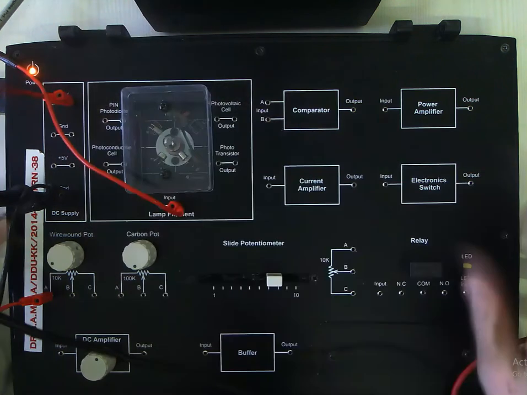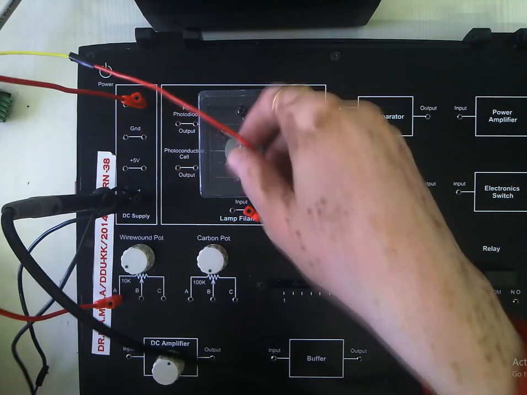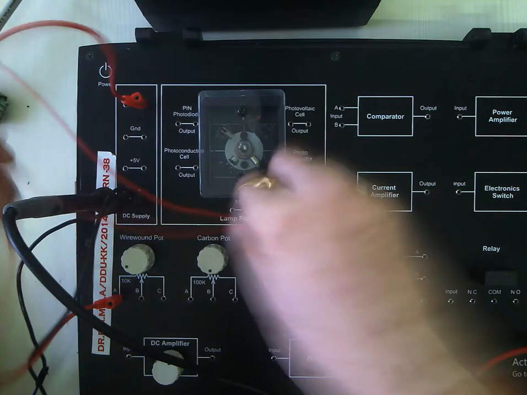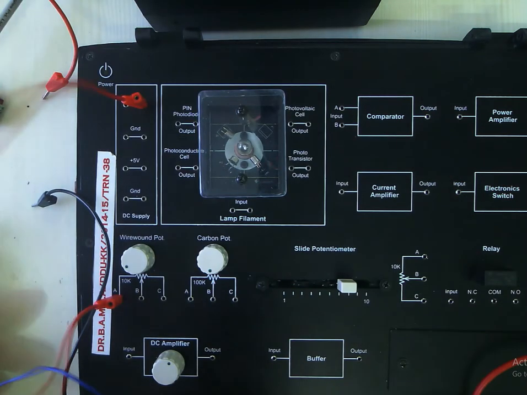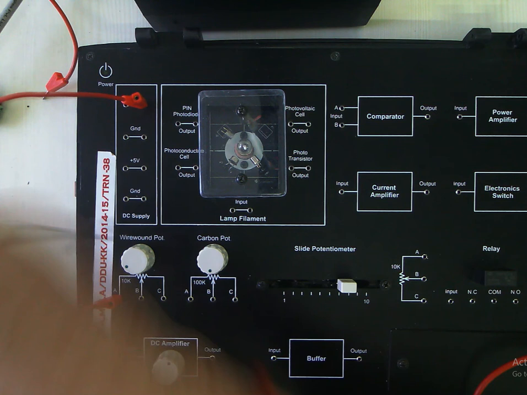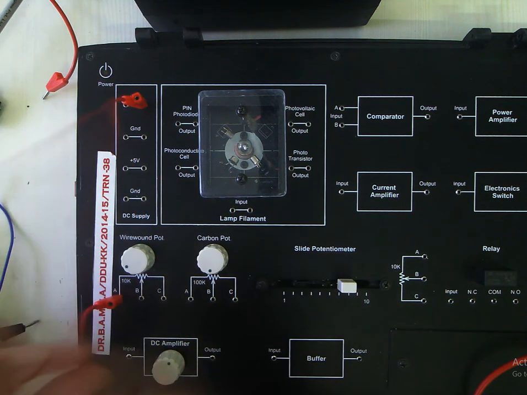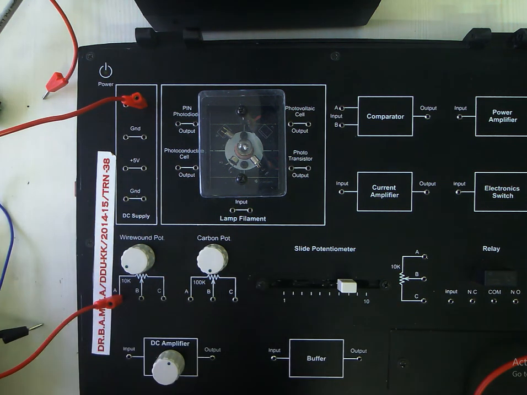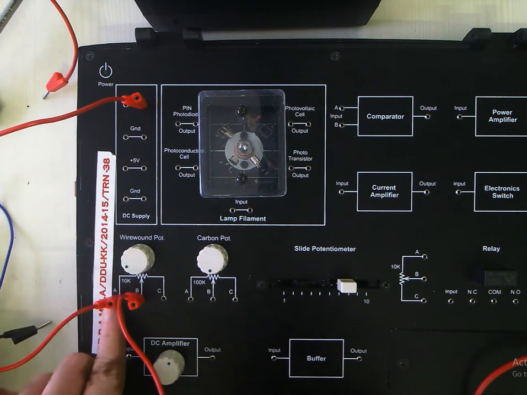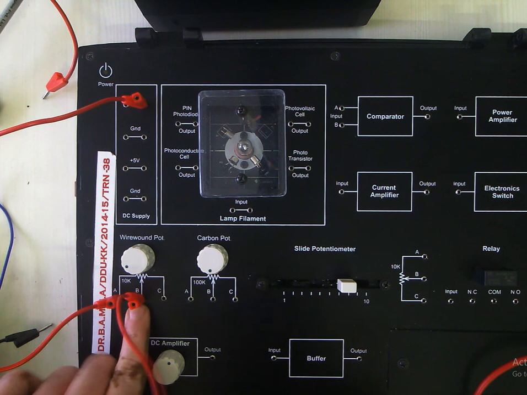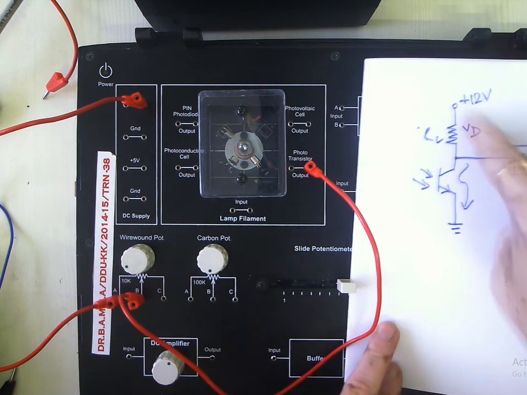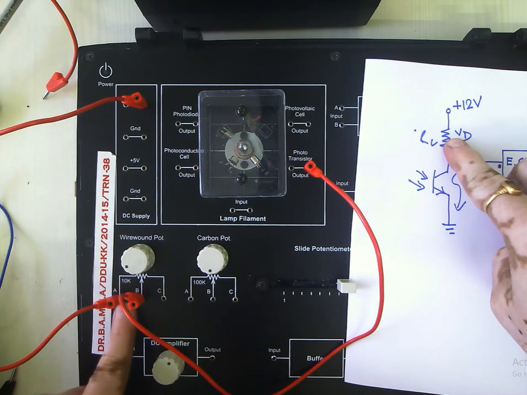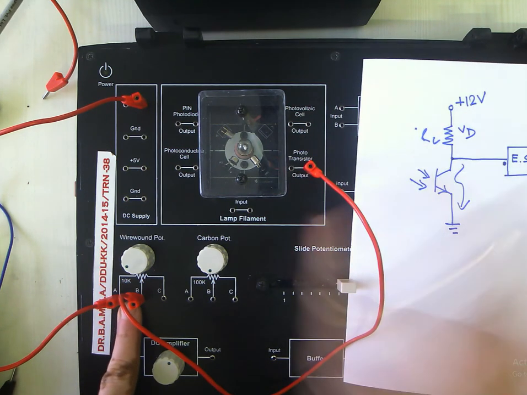This is 12 volt. Maybe I will come here. This is the 12 volt, or I will remove everything from the circuit so that we are not confused. So you can see 12 volt is connected here. Next we will carry this 12 volt. So this 12 volt, then the resistance, then we have connected to the collector of the phototransistor. You can see here 12 volt, then the resistance is there.